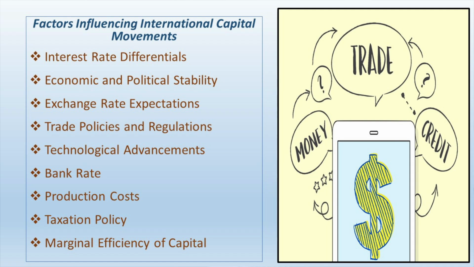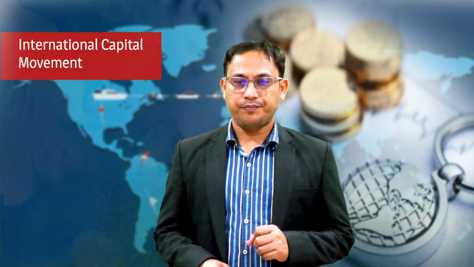Another important factor of international capital movement is the marginal efficiency of capital. The marginal efficiency of capital is positively linked with the inflow of capital. So foreign investors generally compare the marginal efficiency of capital with the interest rate in different countries. And what will happen? They prefer to invest in that country where the rate of return is likely to be high, which will give them more profit.